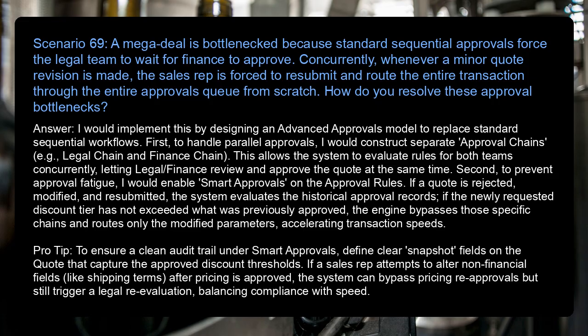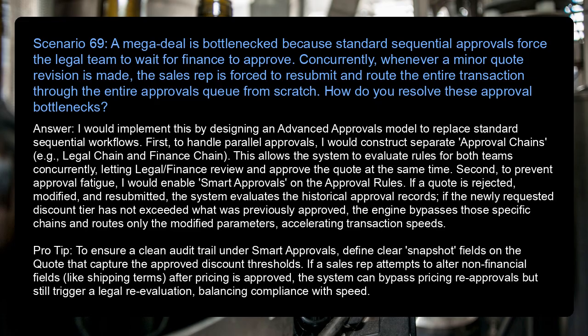Answer: I would implement this by designing an advanced approvals model to replace standard sequential workflows. First, to handle parallel approvals, I would construct separate approval chains, for example, a legal chain and a finance chain. This allows the system to evaluate rules for both teams concurrently, letting legal and finance review and approve the quote at the same time.